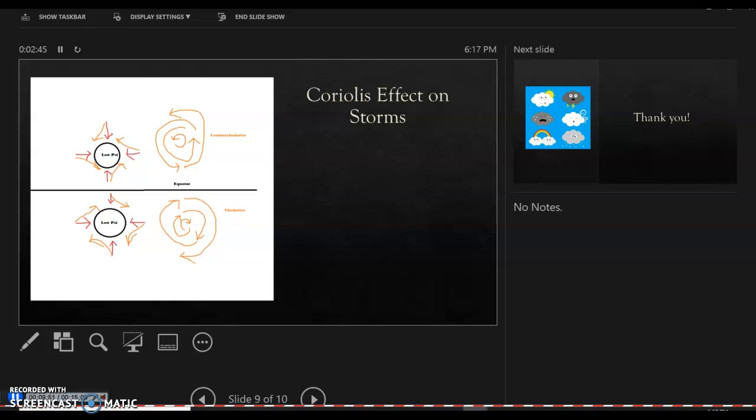So when you see hurricanes north of the equator, they're going to want to rotate counterclockwise. If you see a hurricane south of the equator, it's going to want to rotate clockwise. The same can be said for tornadoes. Tornadoes in Oklahoma, almost every single tornado you see will be rotating counterclockwise.